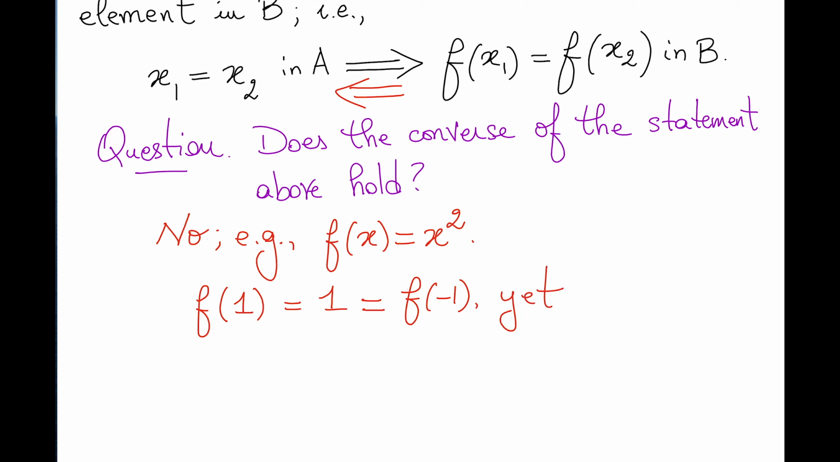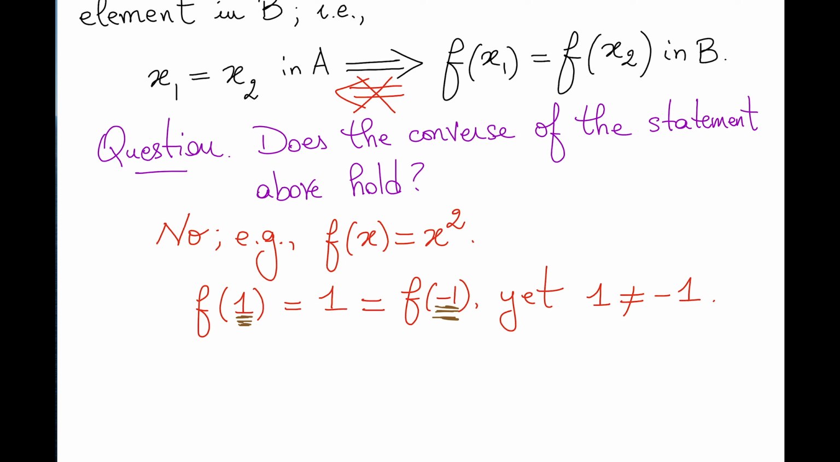1 and negative 1, these inputs are not the same. So this happens to hold, but this holding doesn't force this to hold, because f of 1 and f of negative 1 match, yet the inputs 1 and negative 1 are not the same. So the converse doesn't hold all the time. So I'm going to just put a big X on it. In general, this is not true.